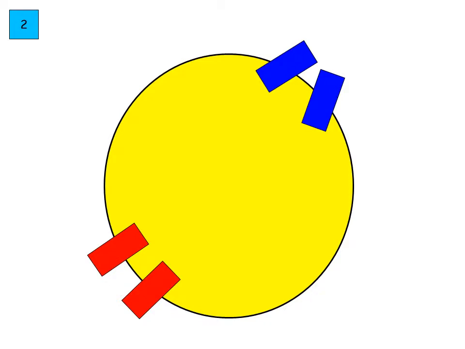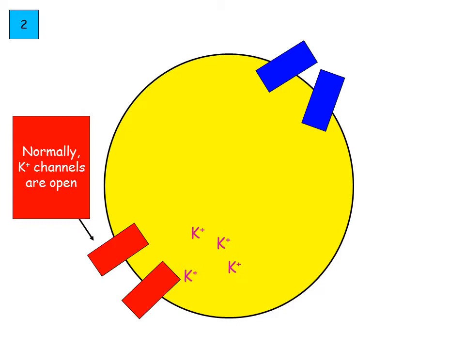Now normally the potassium channels are open, which means that potassium ions are able to diffuse out of the beta cell. Now because positive potassium ions are leaving the cell, the outside of the cell becomes more positive than the inside. There is a charge difference created across the membrane.